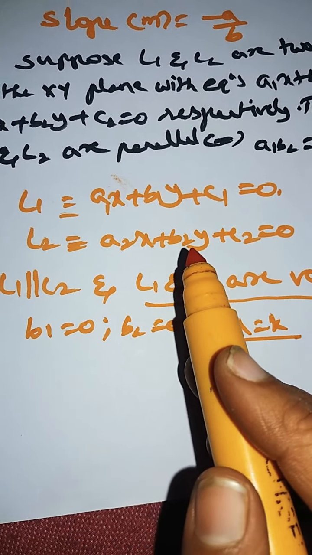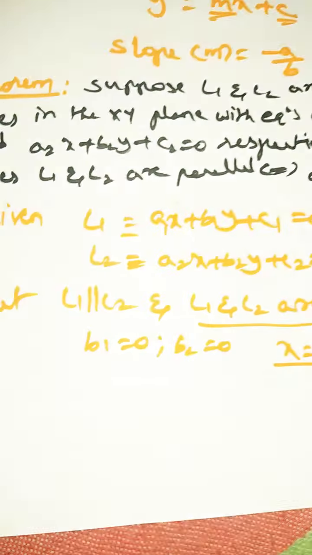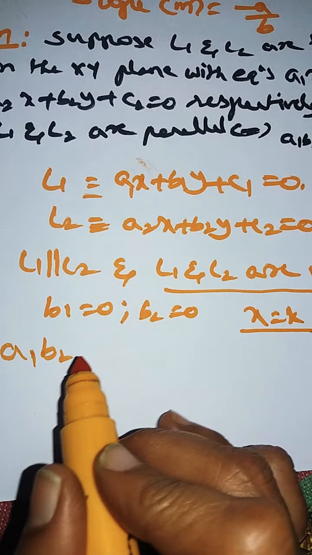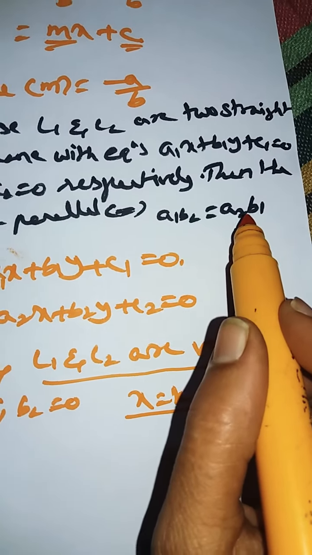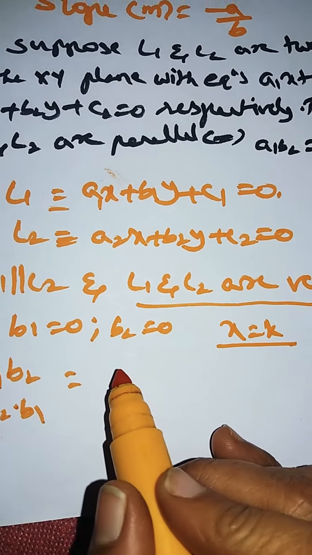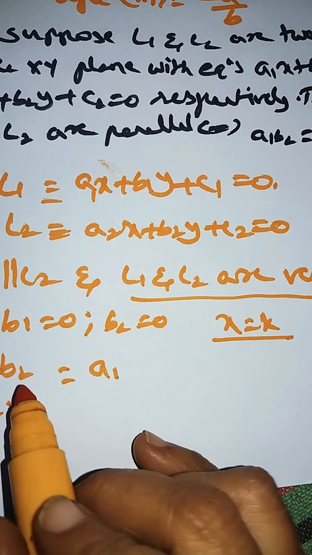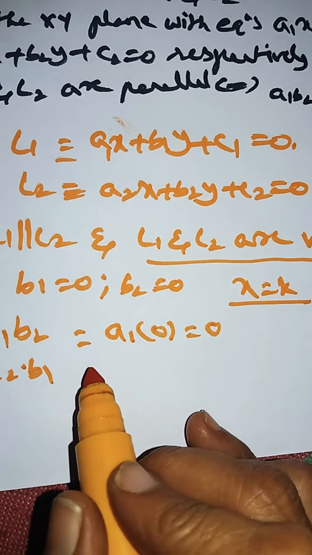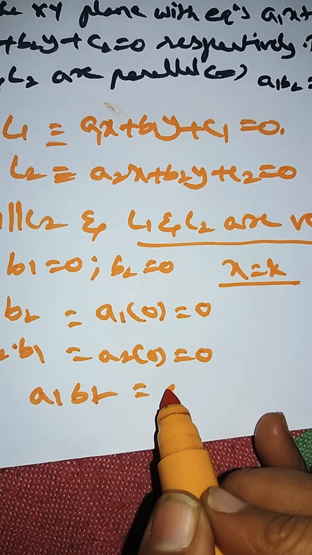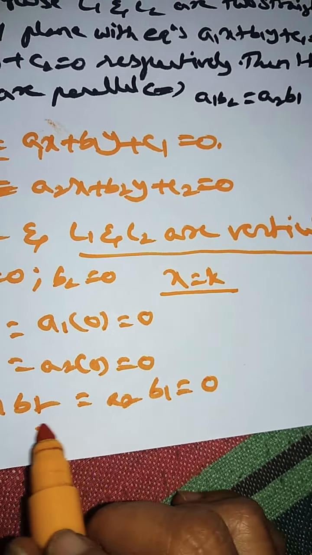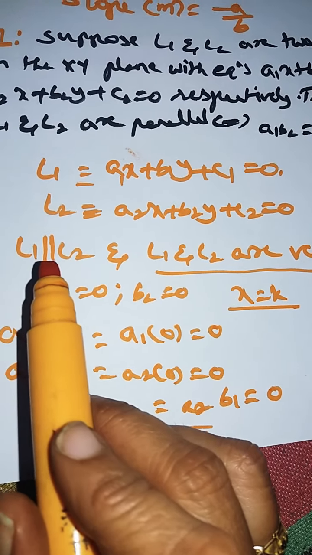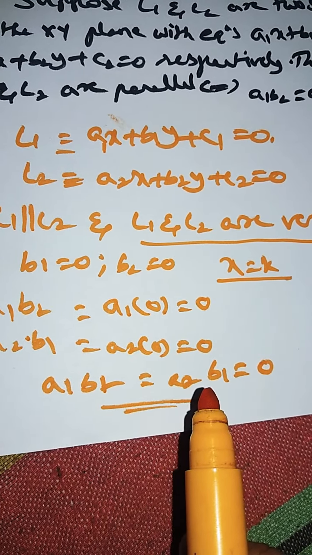Then what will we get here? We have to take a1 into b2 and a2 into b1. Now when b1 is 0 and b2 is 0, we get a1b2 = a1 into 0, which is 0. Here a2 into 0 is 0. So we get a1b2 = a2b1 = 0. Both are the same. So if L1 and L2 are parallel, a1b2 = a2b1.